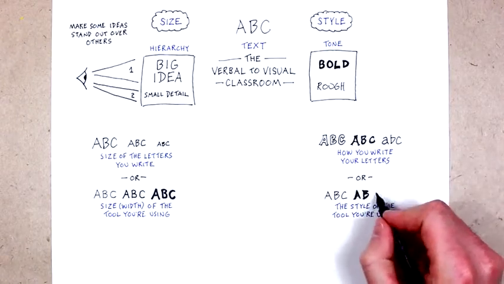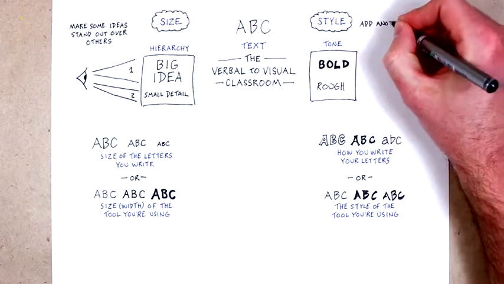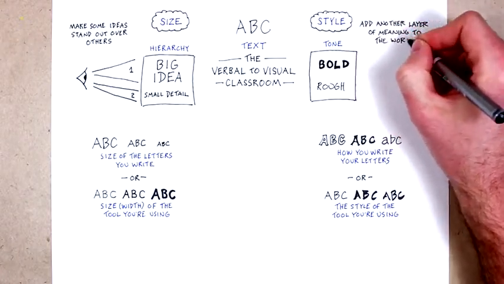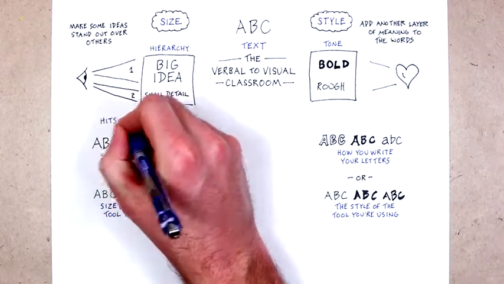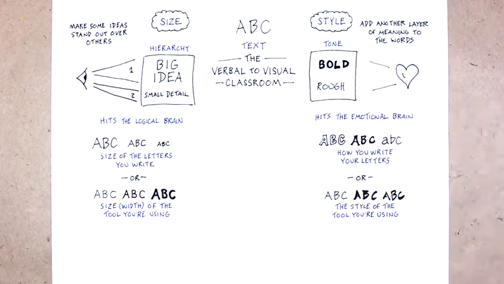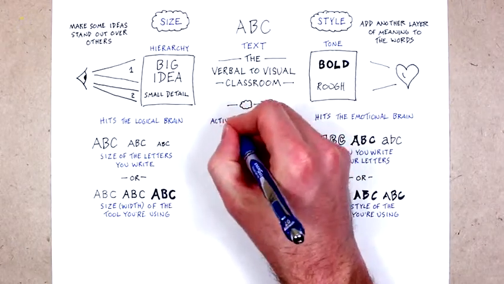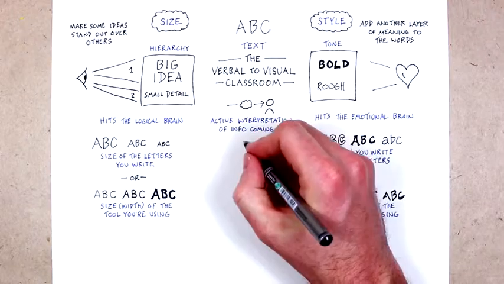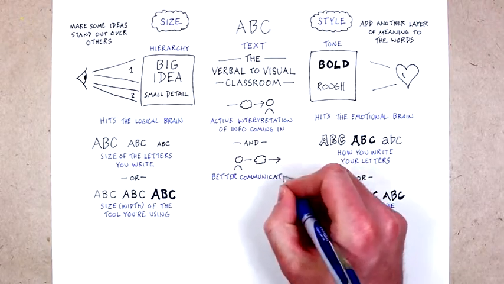And what you add to your notes by writing words in different styles is another layer of meaning, a more emotional meaning to those words. While size hits the logical brain, style hits the emotional brain, and both are useful ways to actively interpret the information coming in for yourself, and also ways to better communicate those ideas that you are sending out to others.